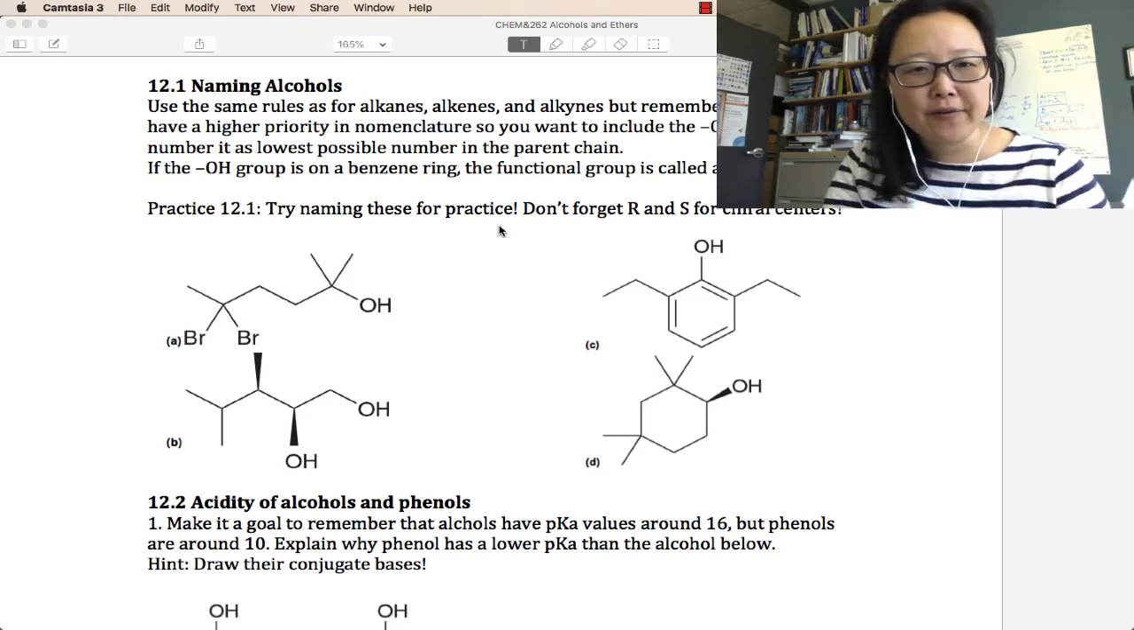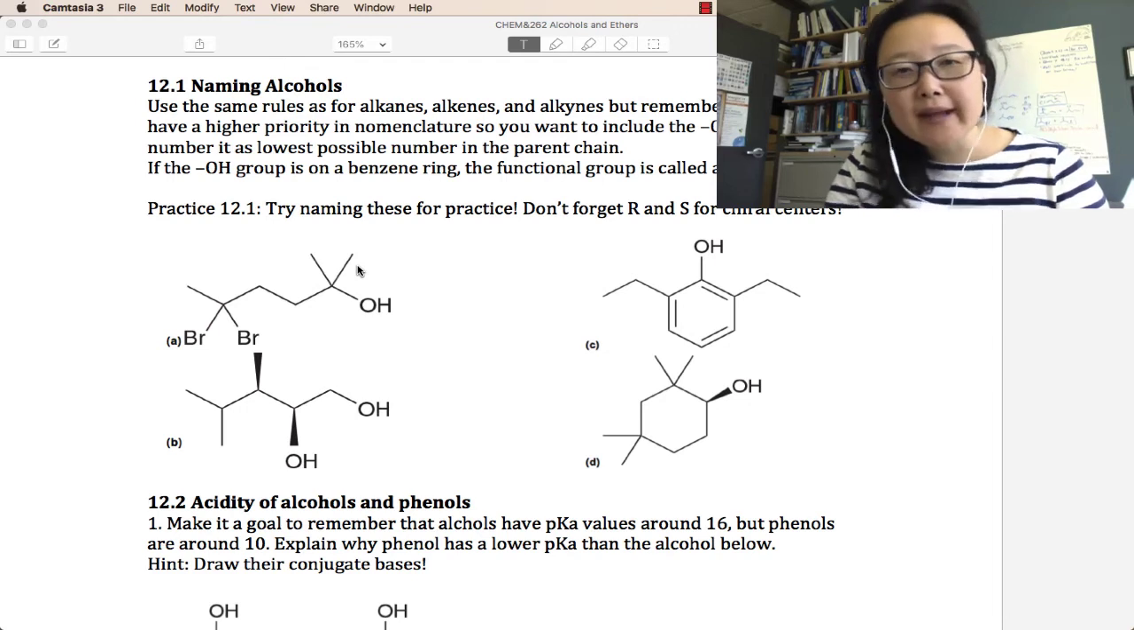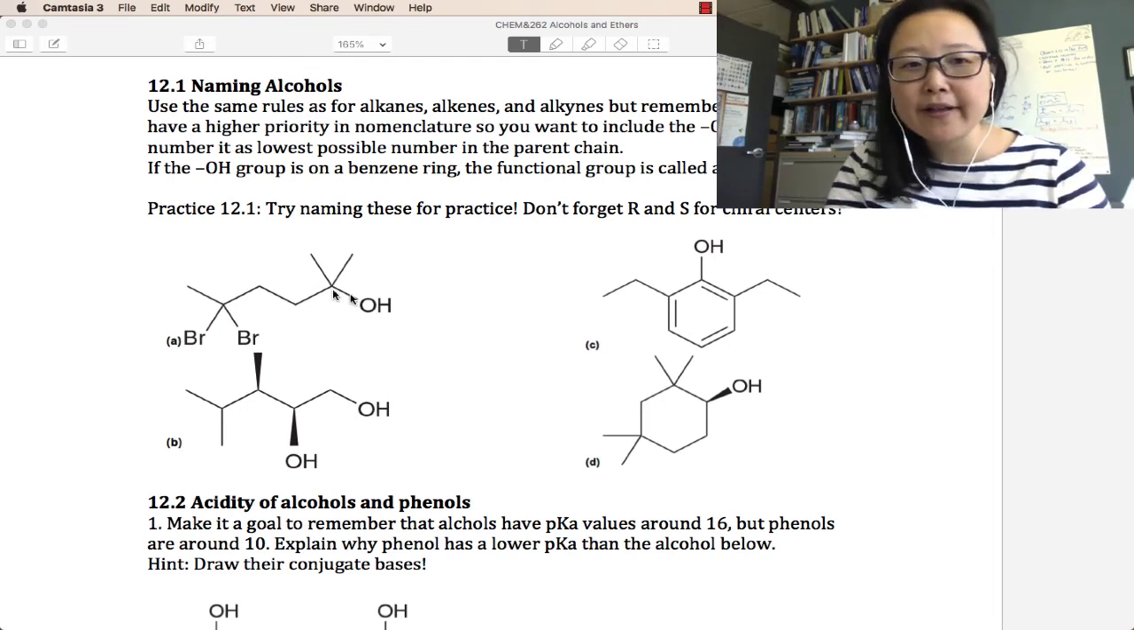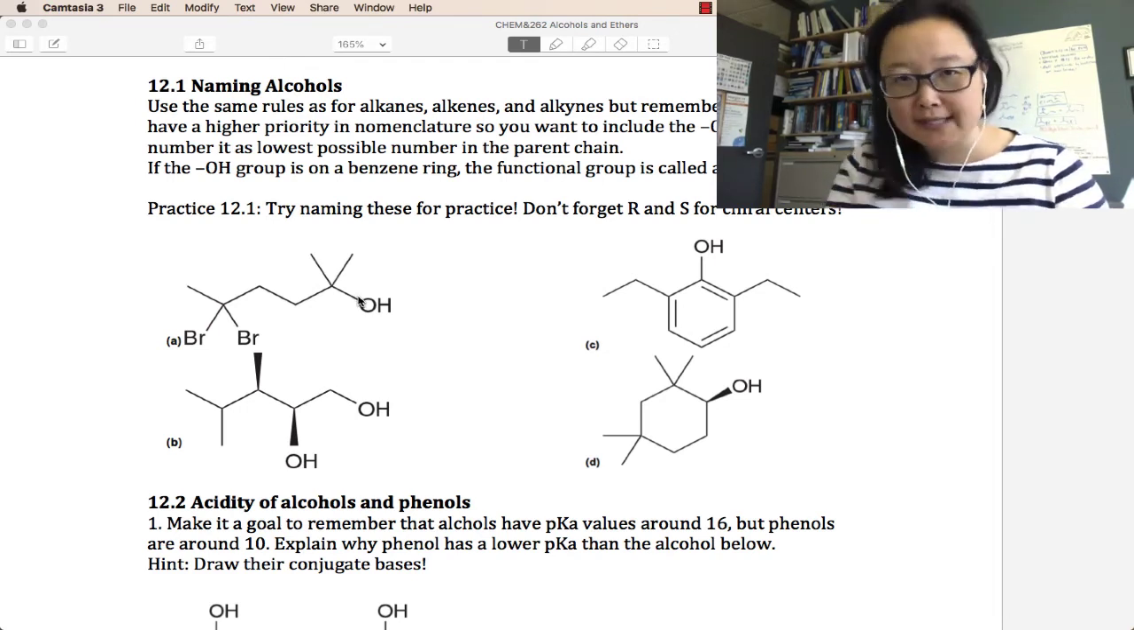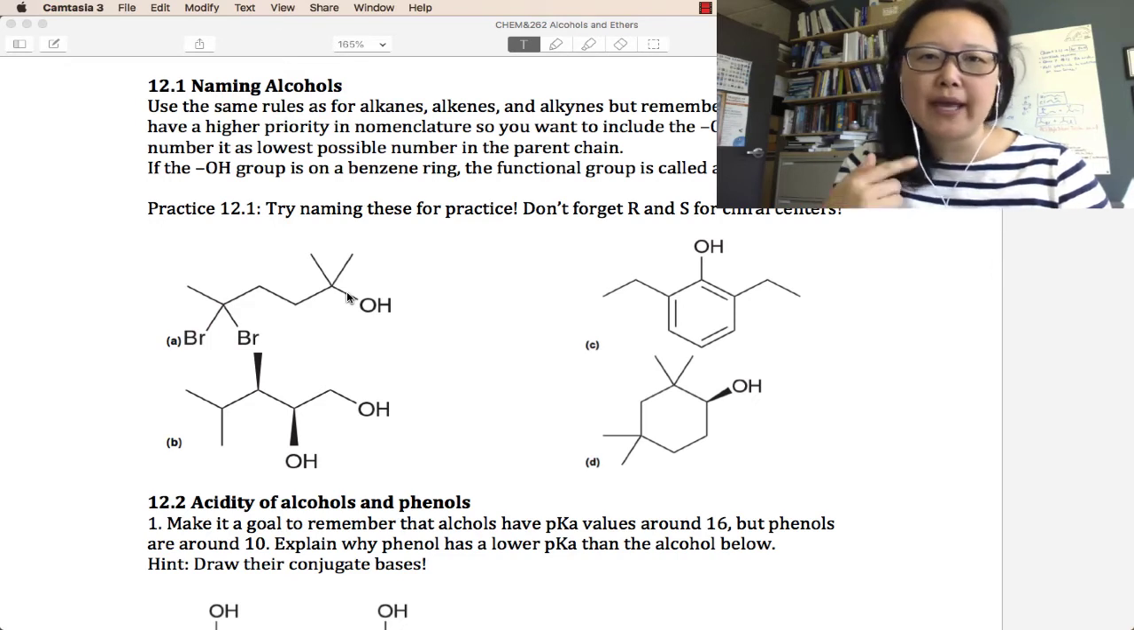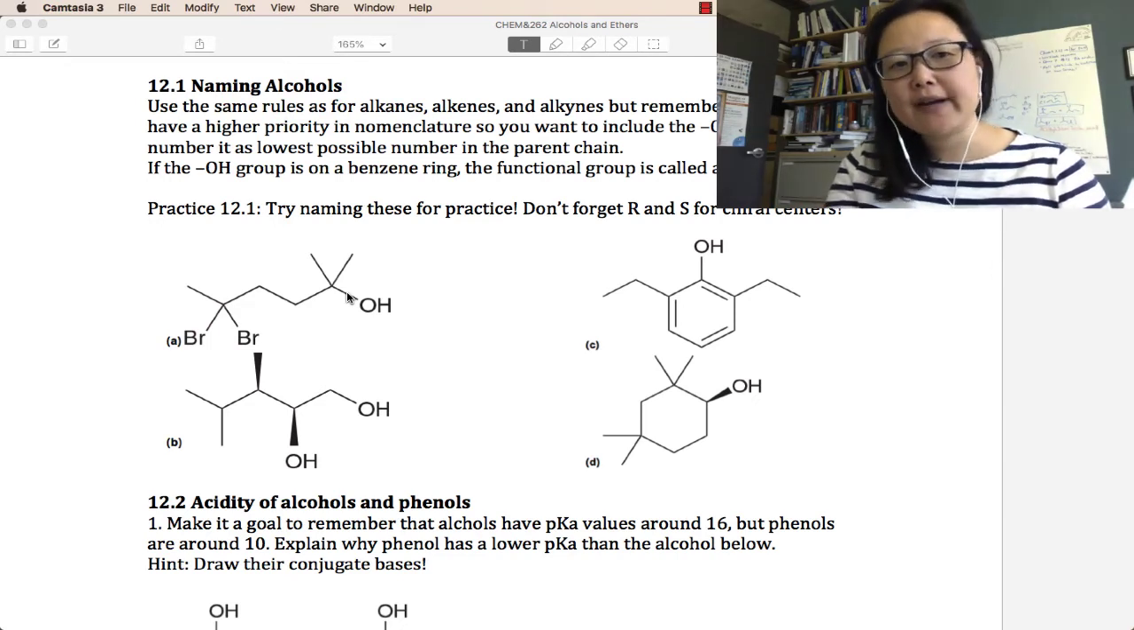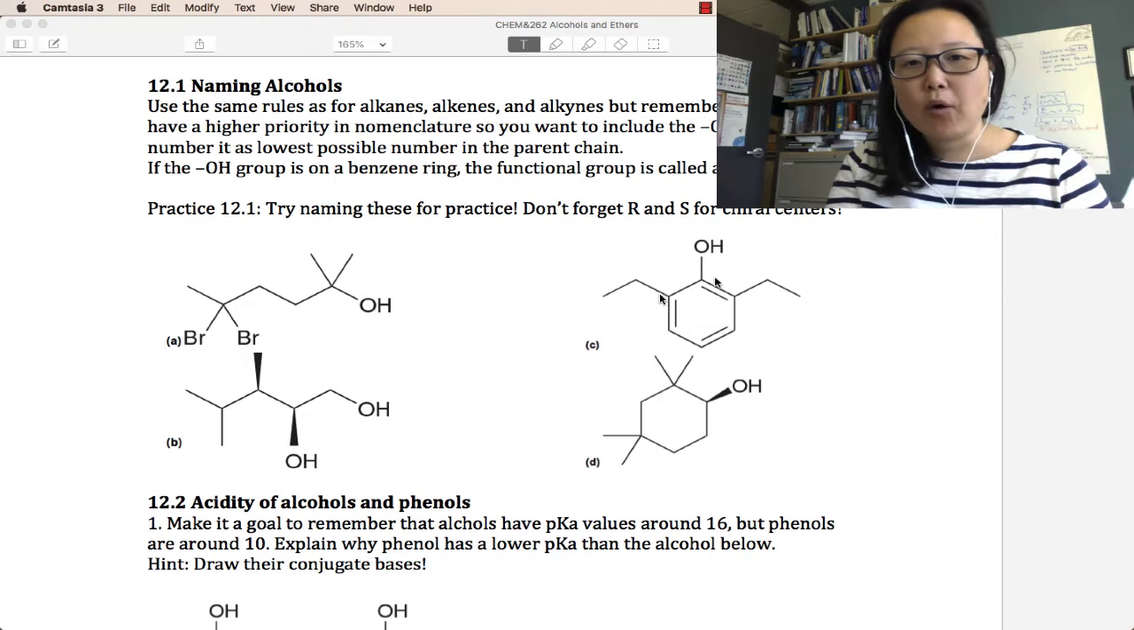So normally for naming, we always go with the longest chain. It should include the alcohol, in most cases it will. Sometimes you can name the alcohol as a hydroxyl substituent, but you'll see that more as we add other functional groups. For now, your molecules, if they have OH, will usually be named as the alcohol, or if it's a benzene ring with an OH, then that's named as a phenol, because this is a phenyl group, so that's called a phenol.